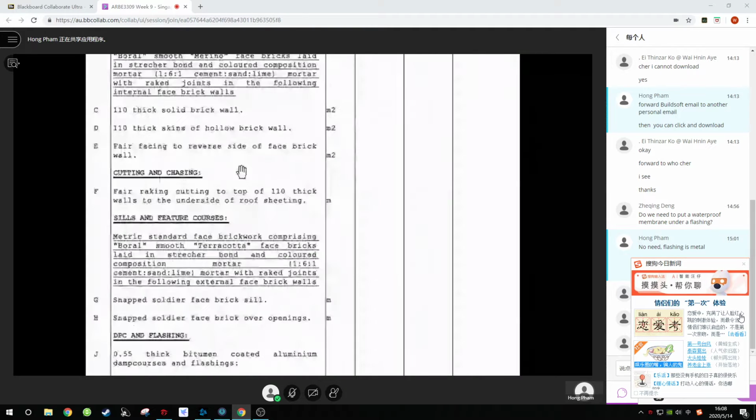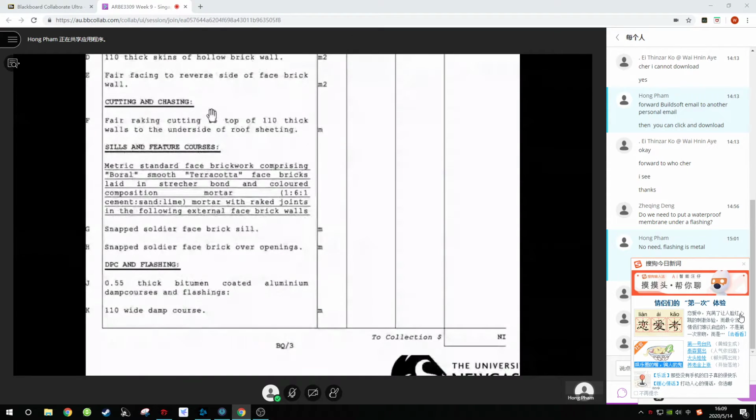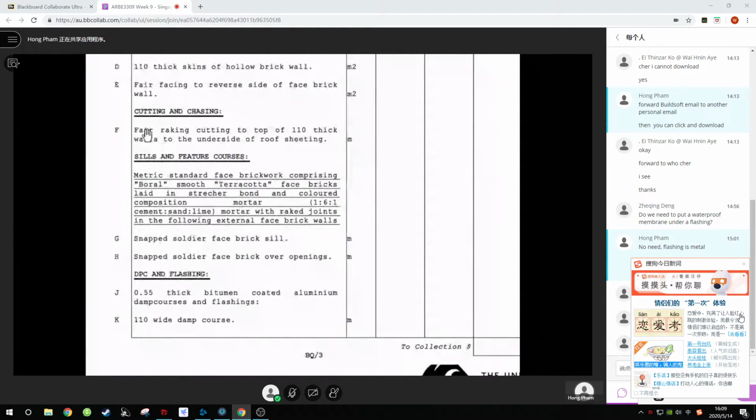We measure all the accessories. The first accessory we measure is cutting and chasing. If you have cutting to make some sort of sloping walls or slanted wall, that is measured in meter run as an accessory. Then you have seals, face brick, step soldier face brick seals, step soldier face brick over openings, DPC and flashings. Remember we talked about this.